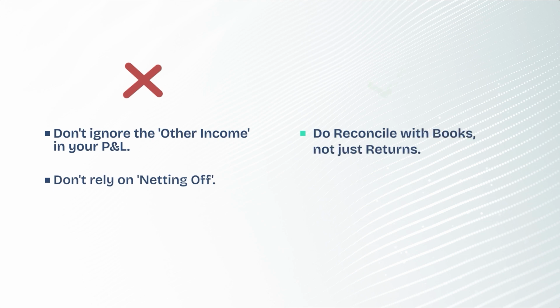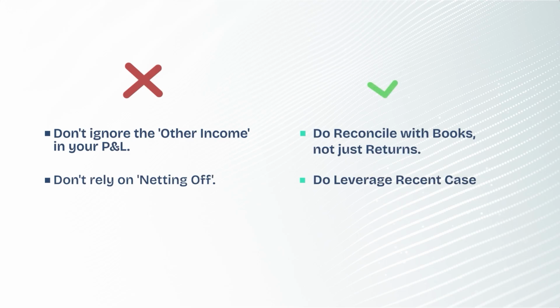What you must do: reconcile with books, not just returns. Your GSTR-9C is a reconciliation with audited financials, not GSTR-3B. Any unreconciled revenue is effectively a confession of tax evasion. Do rely on recent case laws. If you have an interest liability, remember there was a recent ruling by the Madras High Court in Isha Motors, where it was held that interest is to be calculated on the net cash liability and not the gross liability if the cash ledger had sufficient balance.